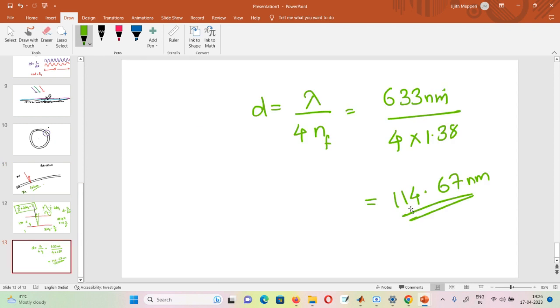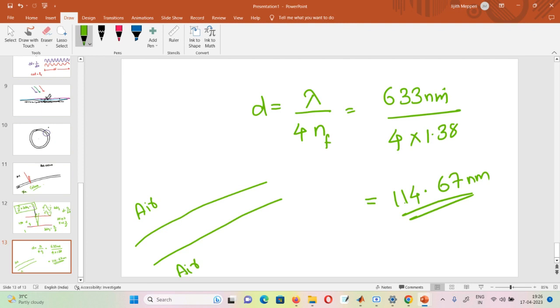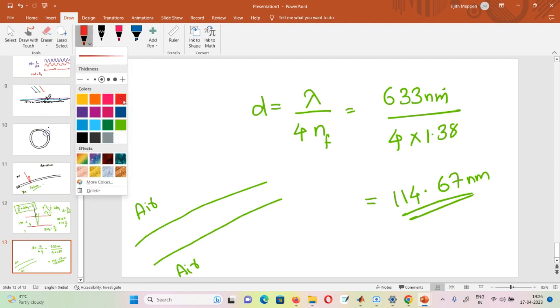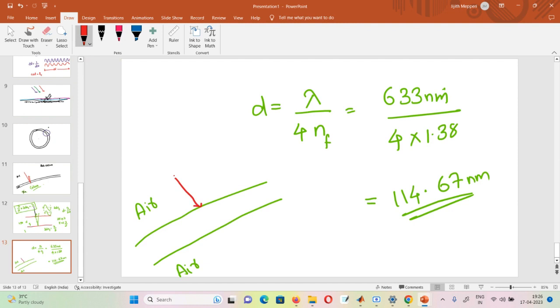It's the same thing. We found 114.67 nanometer. So if my soap bubble has a thickness of 114.67 nanometer, and this is air and this is air, red light will come here, one will reflect here, one will reflect here, and it will give a nice red light. If this bottom layer is not air and it is glass, will I get the same kind of red reflection from there or not? That's the question.